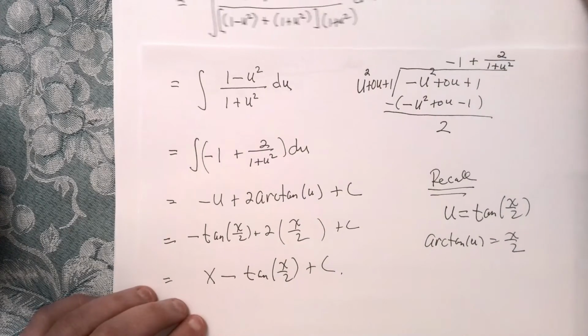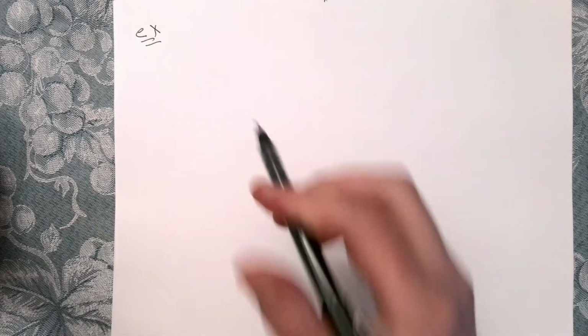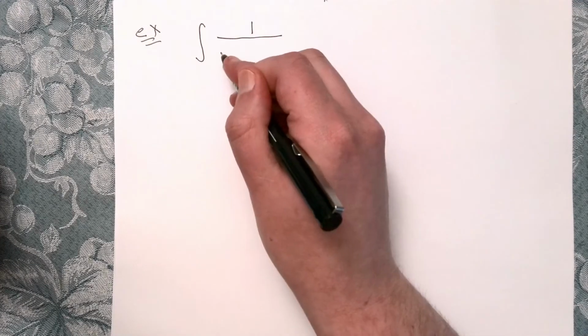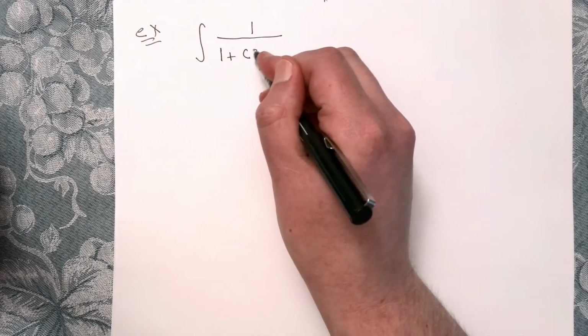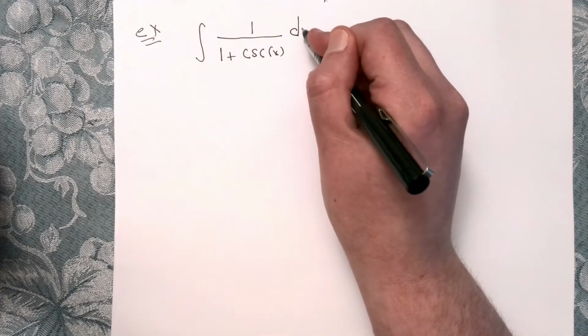Okay, so yeah, let's go ahead and try another one. So let's try, for example, to integrate 1 over 1 plus cosecant of x dx.